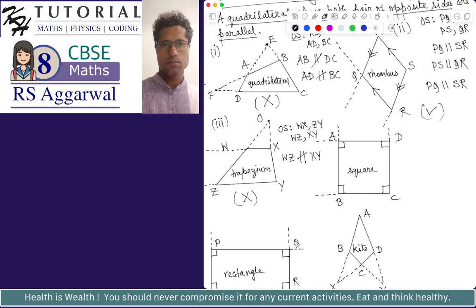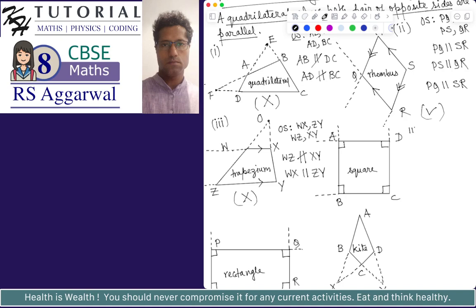Even though in this figure, by visual indication, we see that WX is parallel to ZY, because when WX and ZY are extended, they are not meeting at any point, so we can indicate that visually in the diagram like this. But still this is not a parallelogram, because one pair of opposite sides is not parallel, that is WZ is not parallel to XY. So this is not a parallelogram.